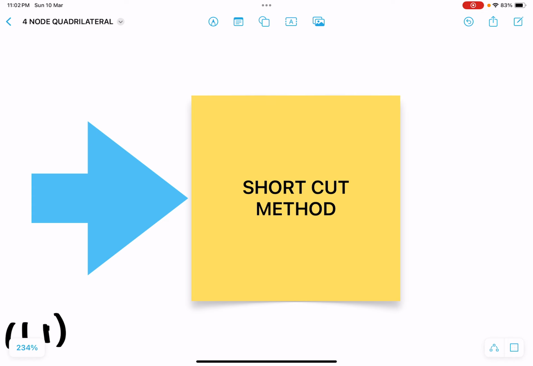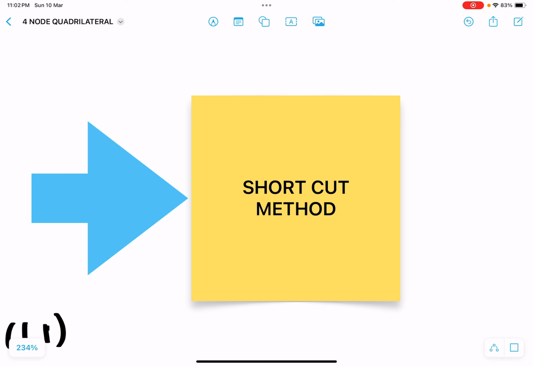For example, in today's video, we're going to solve for the 4-node quadrilateral element, but in future, we can actually do it for higher order elements, even an 8-node quadrilateral element, or 10-node triangular elements. We can actually pull the same trick to derive the shape functions.